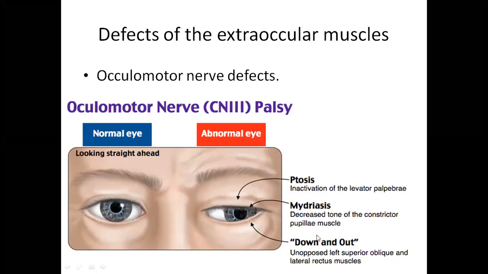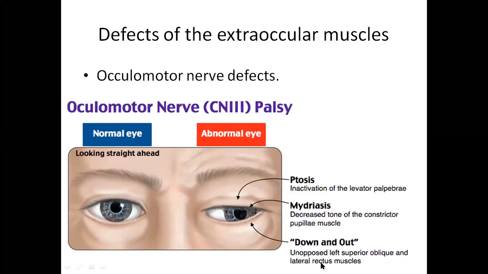Okay. Now, down and out. All the muscles are supplied by the oculomotor nerve, like the superior rectus, inferior rectus, medial rectus, and inferior oblique. Two muscles are not: one is the superior oblique, which is supplied by the trochlear nerve, and the lateral rectus is supplied by the sixth nerve or abducent nerve.